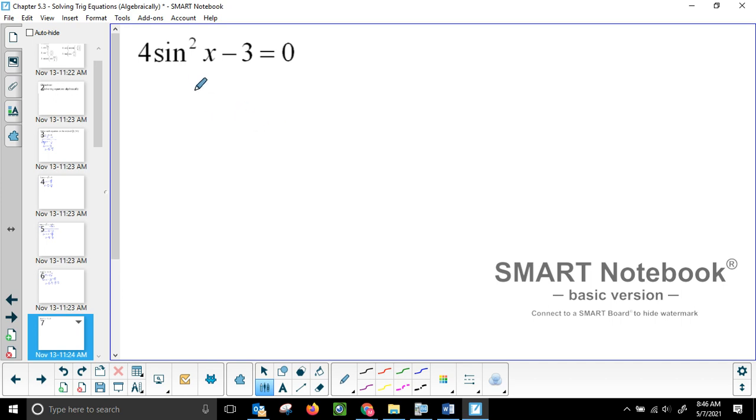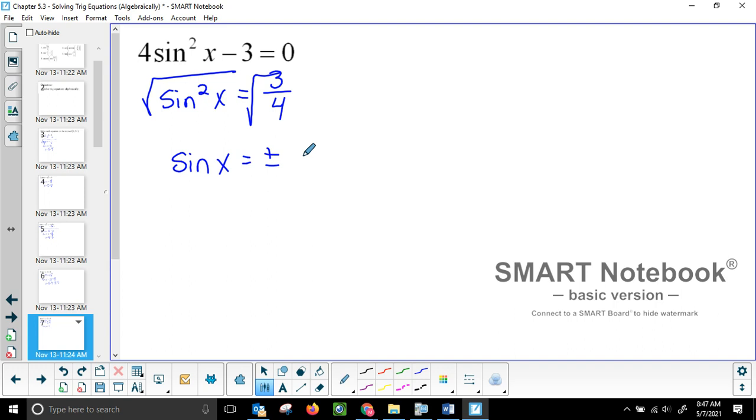All right, so like I said, this works much the same, right? So first I'm going to go ahead and add 3 to both sides, then divide by 4. So we end up with sine squared x is equal to 3/4. Of course, to undo my square, I do the square root. So now I just get sine of x. Again, we do have to be careful about that plus or minus.